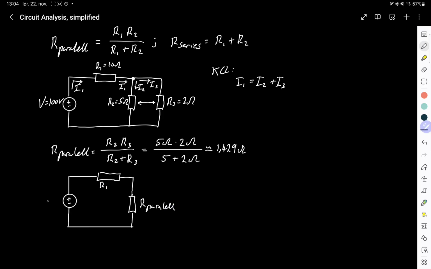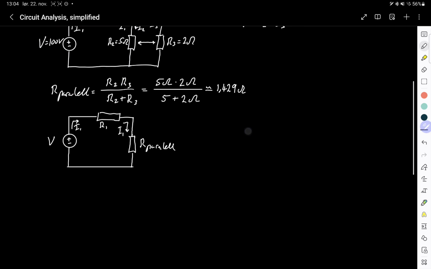And this is still R1, this is still V, and we've still got exactly the same current running through. The current runs all the way through, it's just I1, because now we've combined these two, so the current running through here won't branch off anymore. This branch has been hacked off and we've added them together. So it's just I1 throughout now. That simplifies it a lot.